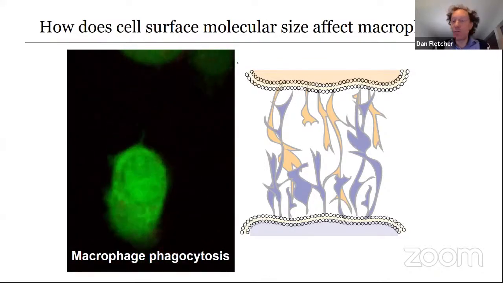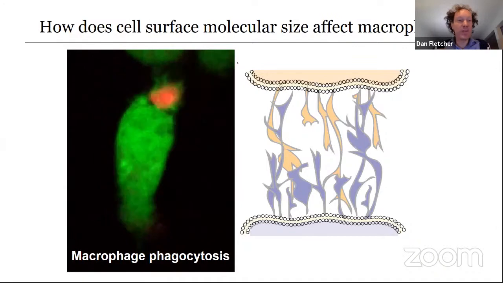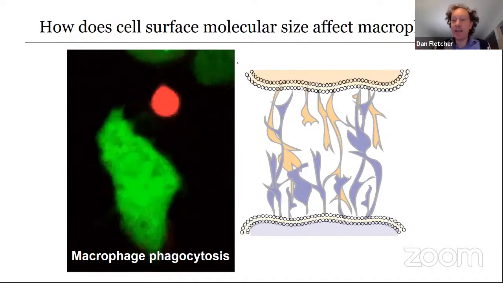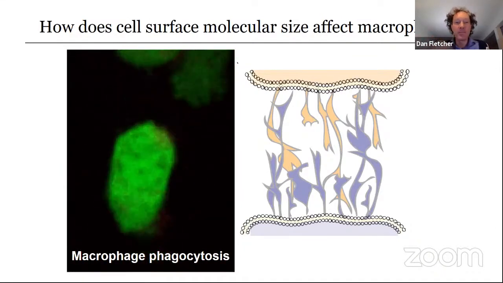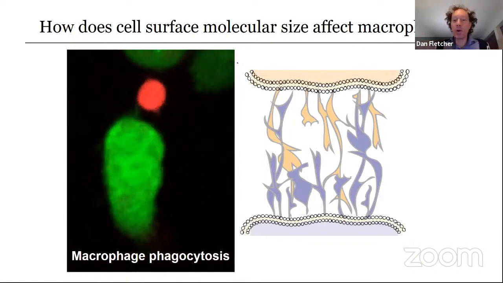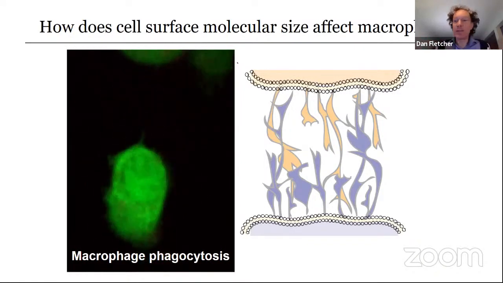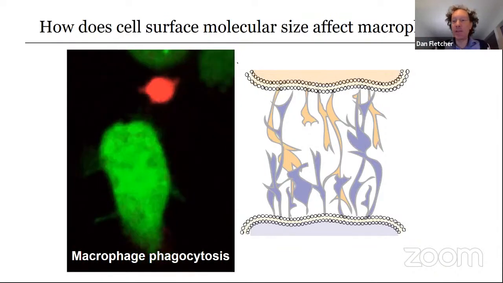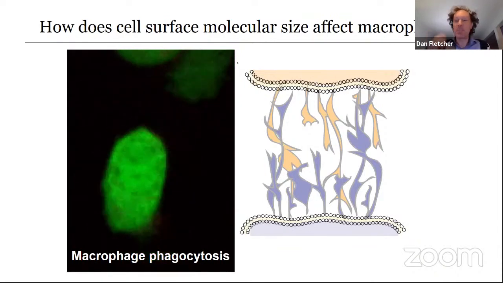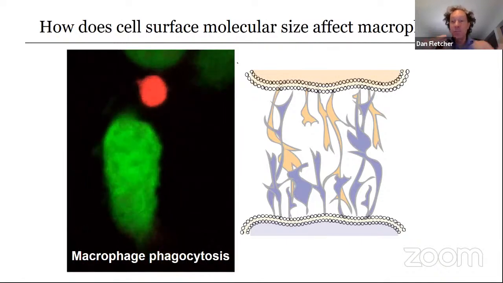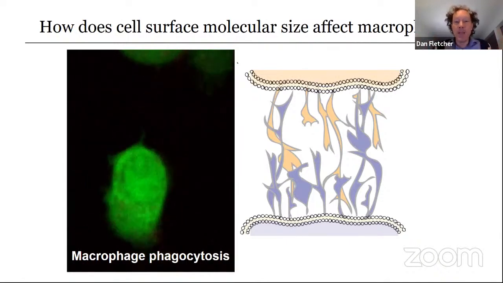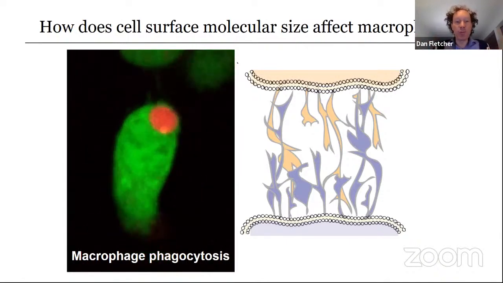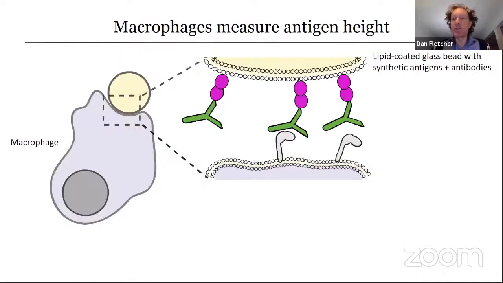Now, in phagocytosis, you have a macrophage that has to recognize and then decide what to do about a particle. And in this case, it's a red blood cell that's got antibodies on it. And so the macrophage uses an Fc receptor that can bind to an antibody and then triggers phagocytosis. And the mechanism responsible for triggering was something that we wanted to explore.